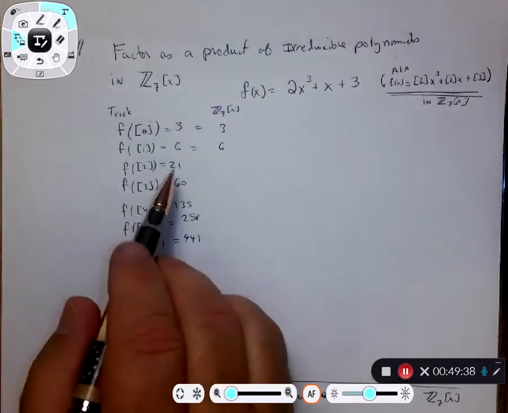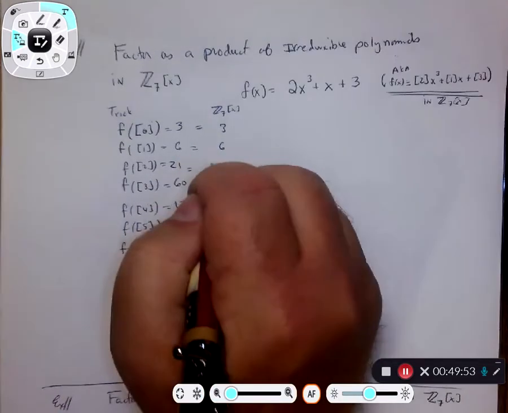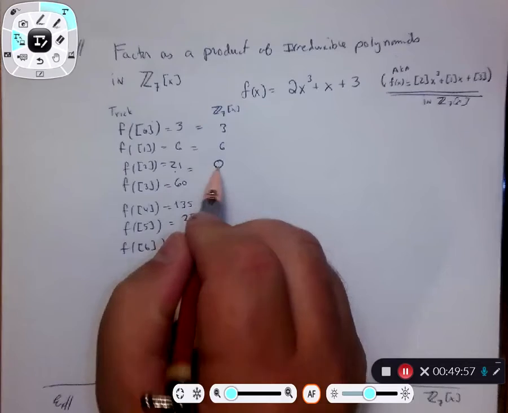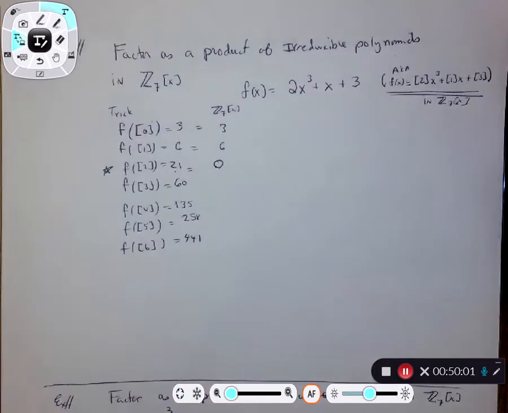21, well, I can either divide by 7 or just take 21 and subtract a couple of 7s out of it. And if you notice, 21 divided by 7 is 3 with no remainder. So I just found my first 0.